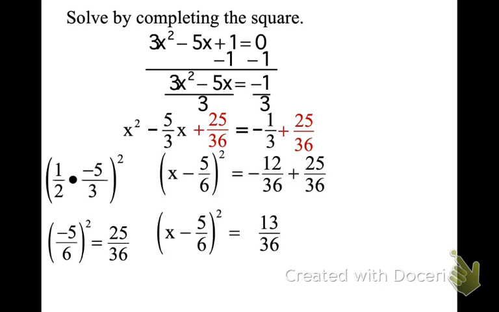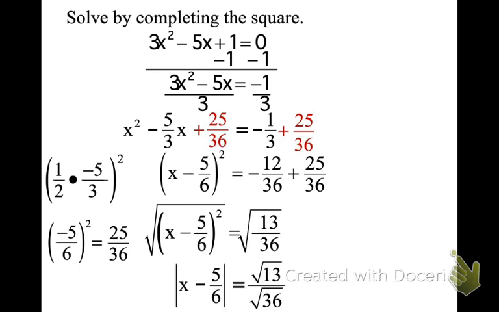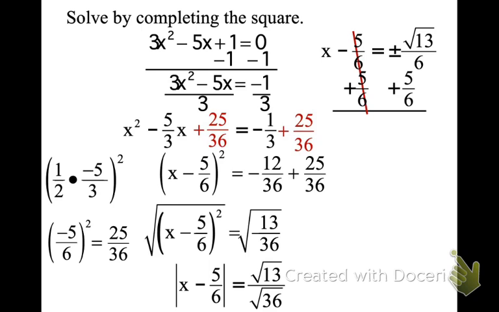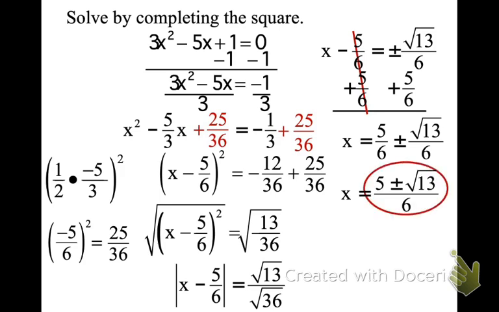Okay, I'm going to root both sides. And then I get the absolute value of x minus 5 over 6 equals rad 13 over 6. That's a perfect square. So now I'm adding 5/6 to both sides. Okay, let's take a look at this. It's 5/6 plus or minus rad 13 over 6. We can write that, since the denominator is the same, as 5 plus or minus rad 13 all over 6. Okay? And that, my friends, is our lesson.